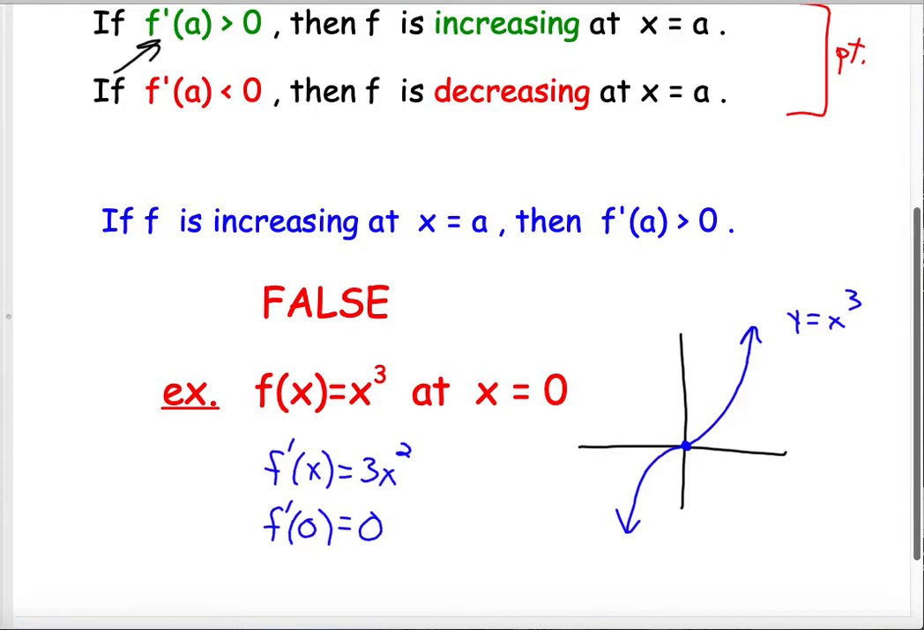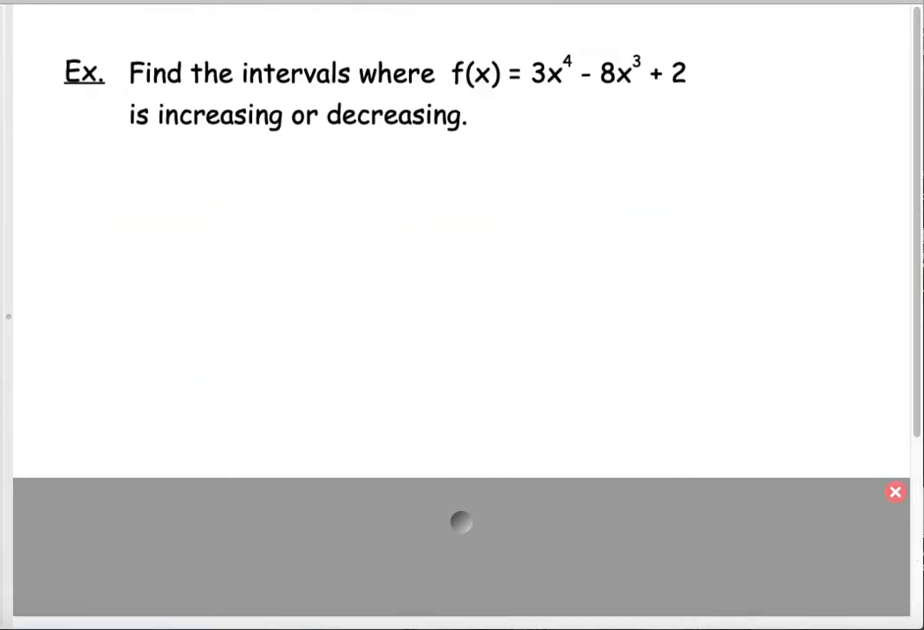If the derivative at a point is positive, we can say our function's increasing. And if the derivative at that point is negative, we can say the function's decreasing. But if the derivative at that point equals 0, then we have to investigate further to see what's going on there. Okay, now let's go back to an IB type question.